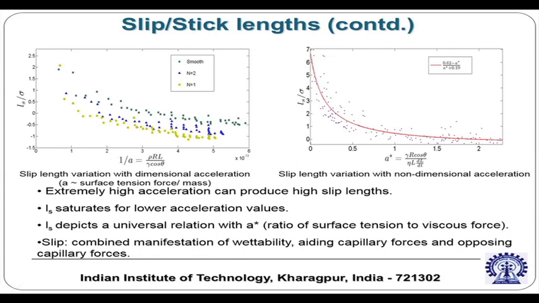From synthesizing the molecular dynamics simulations, and by casting these simulations in a non-dimensional form, we have been able to get a non-dimensional slip length as a universal function of non-dimensional acceleration, and this functional form we will use in the Lucas-Washburn equation.